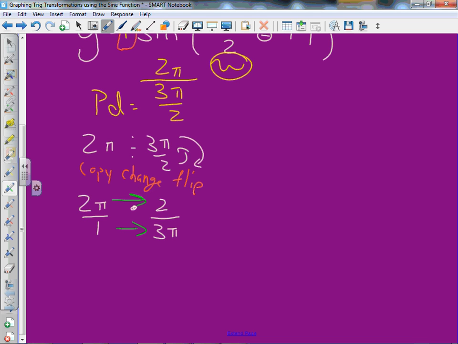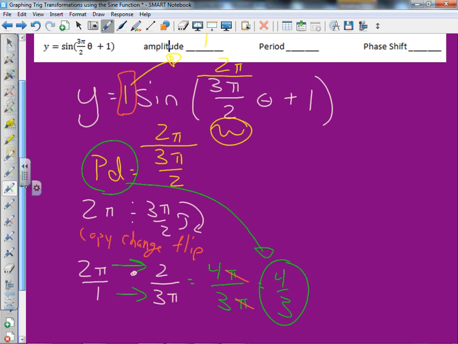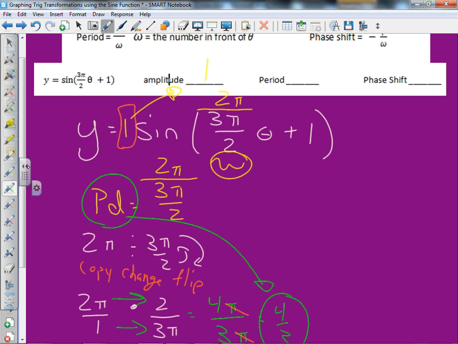And remember, when we multiply, we go straight across, so we're going to get 2 pi times 2, which gives us 4 pi, 1 times 3 pi is 3 pi, and our pi over pi is going to cancel out, so all we're going to be left with is 4/3. Now, what do we start with? That was our period, which is going to be 4/3. So let's go up to the top and label that in. So our period is 4/3.